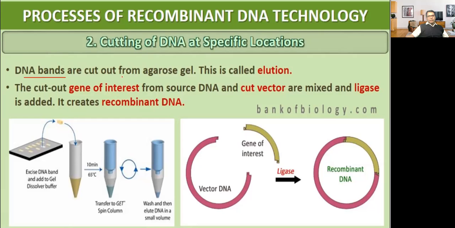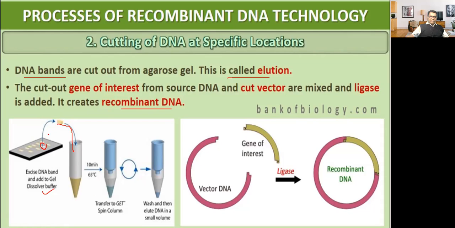DNA bands are cut out from the agarose gel. This is called elution. Here, bands are there. They can be cut, and this is called elution. The excised DNA band is added to a gel dissolving buffer. The cut out gene of interest from the source DNA and the cut vector are mixed and ligase is added. It creates what? Recombinant DNA.